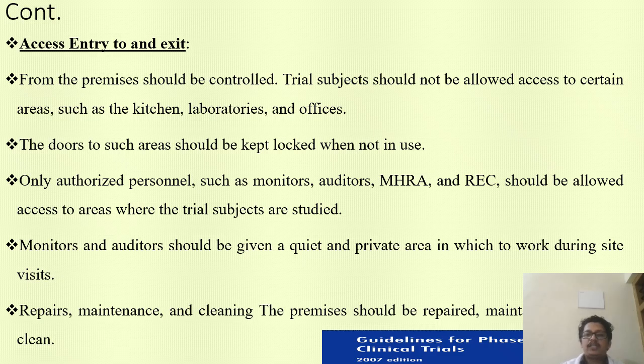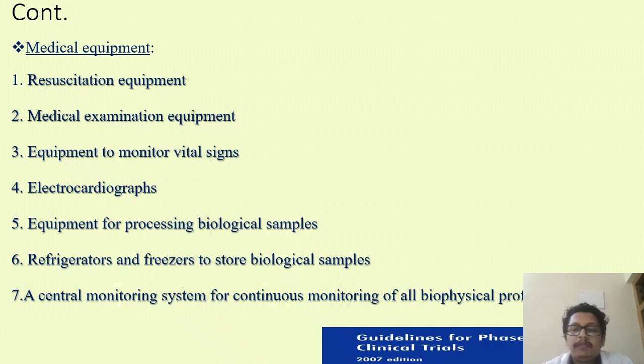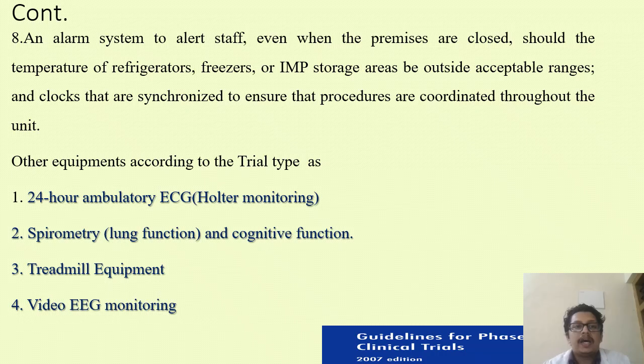So repair, maintenance, and cleaning of the premises should be properly ensured. Then medical equipment: resuscitation equipment is mandatory and essential. Medical examination equipment to monitor vital signs, an electrocardiograph, equipment for processing biological samples, refrigerators and freezers to store biological samples, and a central monitoring system for continuous monitoring of all biophysical profiles. An alarm system to alert the staff, even when the premises are closed, should the temperatures of the refrigerator, freezer, or IMP storage area be outside the unacceptable range.